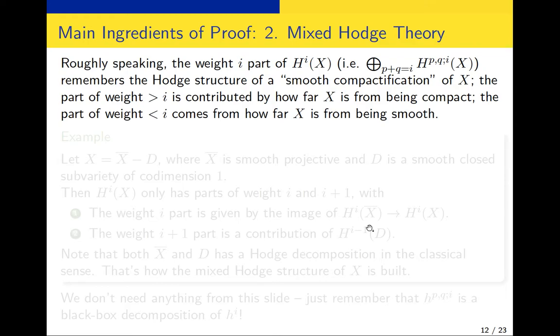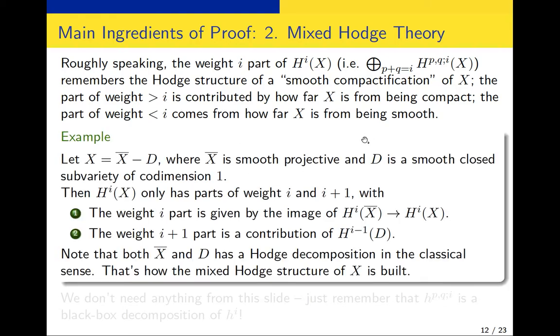Although we don't need to know anything here, let's give some more intuition of how the mixed Hodge theory works. Roughly speaking, the part of H^i with the correct weight, which is i, remembers the Hodge structure of some smooth projective variety associated to X. The part with higher weight is contributed by how far X is from being compact. And the part of lower weight comes from the fact that X is not smooth.